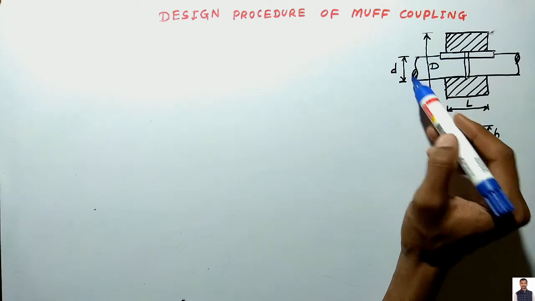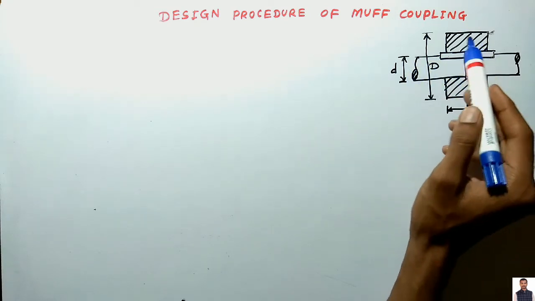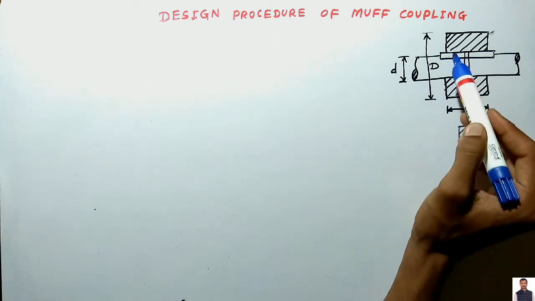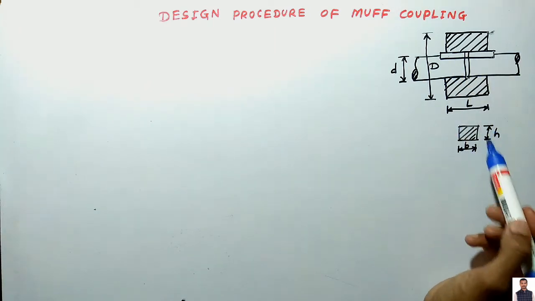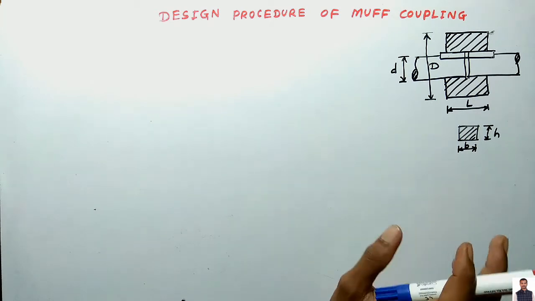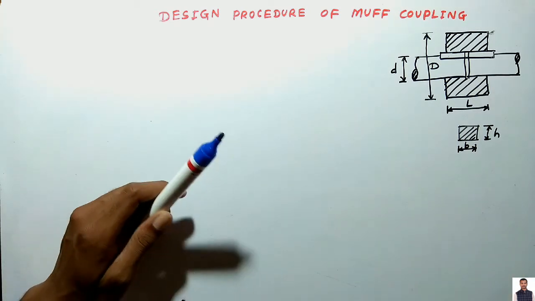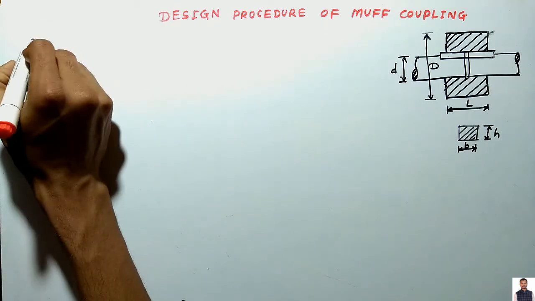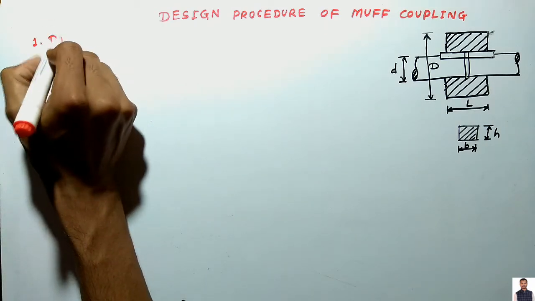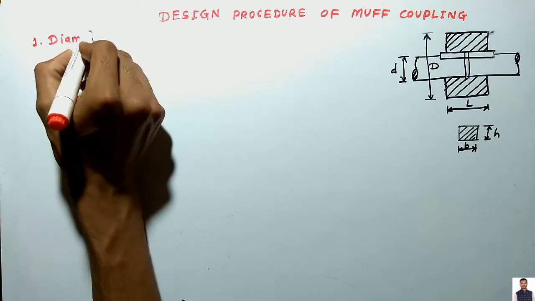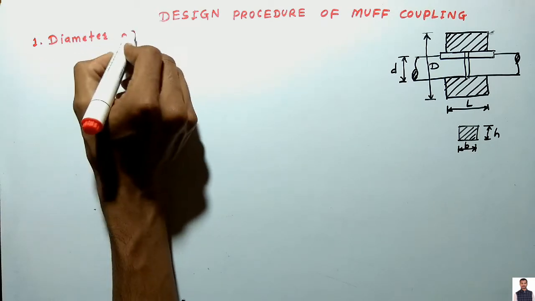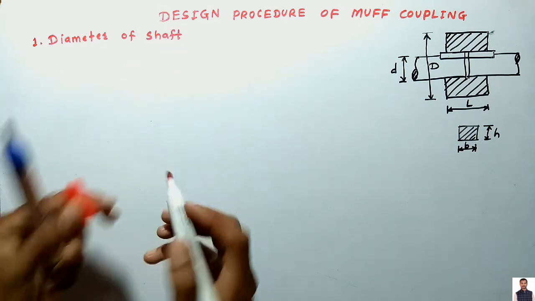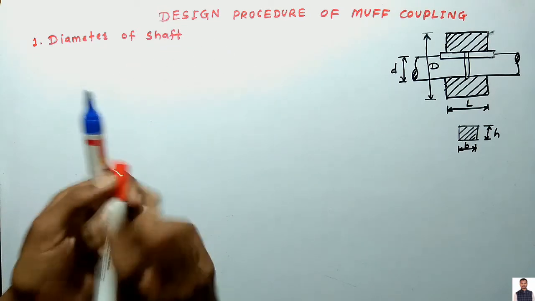One is the diameter of shaft, then for the sleeve, the diameter of sleeve and length of sleeve, and for the key, the width of key, height of key and length of key. So let us see the first step, the diameter of shaft. So you know how to find out the diameter of shaft.